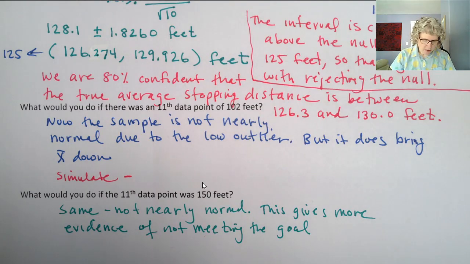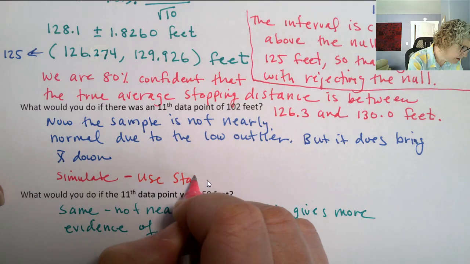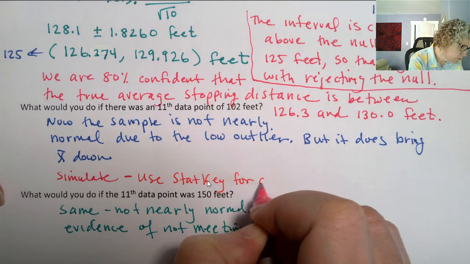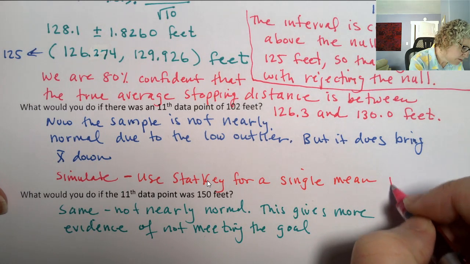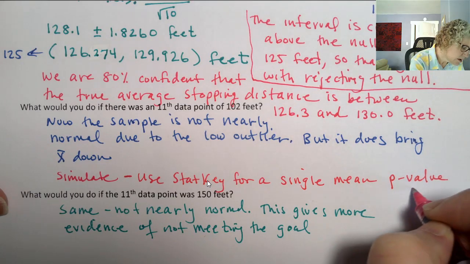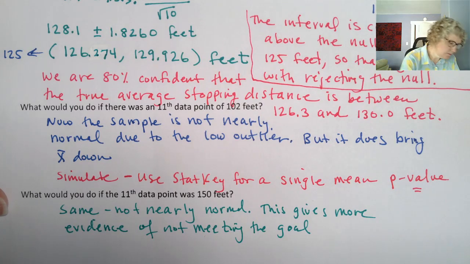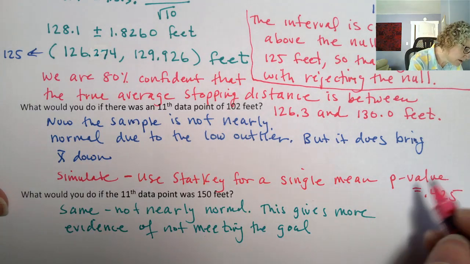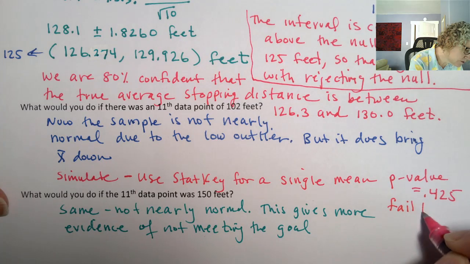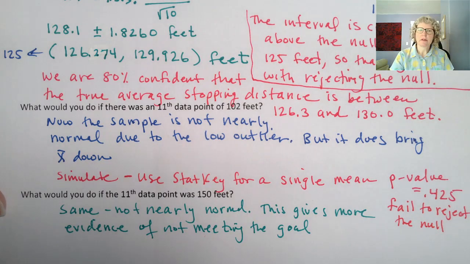Okay, so we did our simulation here. Simulate, I'm going to write use StatKey for a single mean. And we got a p-value of, what was it? 0.425. Okay, so this one would fail to reject. Fail to reject the null.